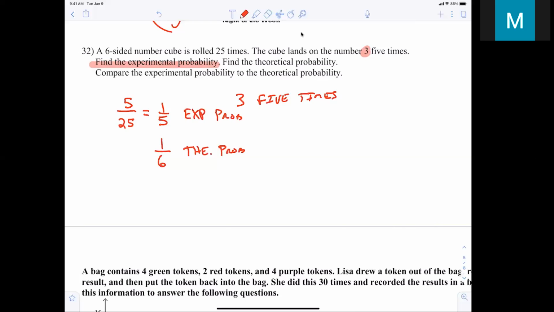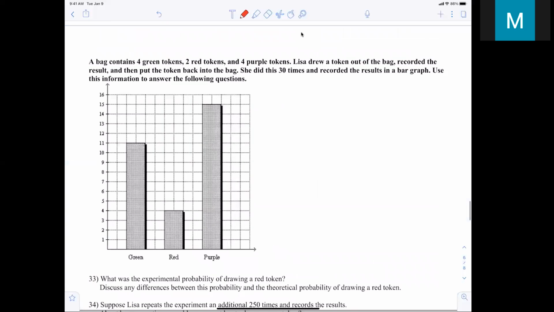The theoretical is what should happen. When you have a dice with 6 sides, you should get a 3 how many times? 1 out of 6. How many sides on the dice? And how many of them are 3s? 1. That's the theoretical probability. You have a 1 in 6 chance. Do you agree with that? KK, am I making sense? All right. Ashley, help me out with this one.